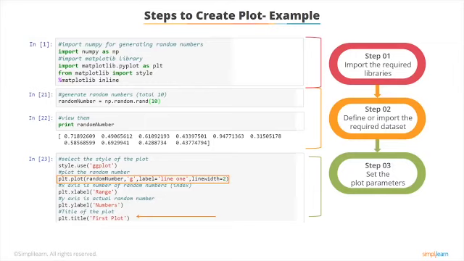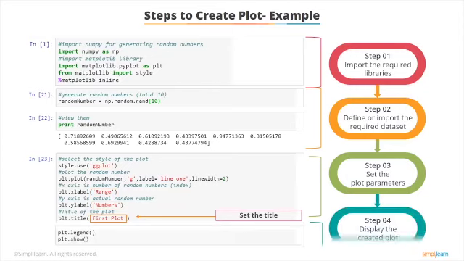In the plot method, the letter g denotes the plot line color as green. Label denotes the legend label, and it's named as line 1. Also, the line width is set to 2. Note that we have labeled the x-axis as range and the y-axis as labels, and set the title as first plot. The last step is to display the created plot.